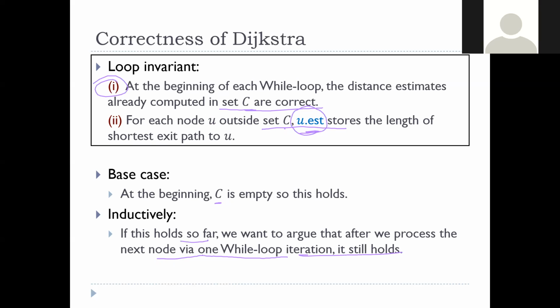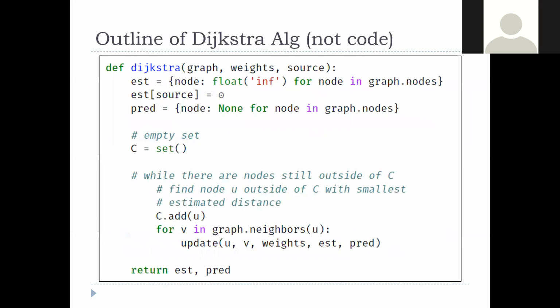The first invariant is just saying that every time we add a new node to our set C, we found the correct shortest path estimate for that node. The second is just saying that for all the nodes still outside the set C, what we estimate so far is the length of the shortest exit path to it. That's it. And this is the algorithm.